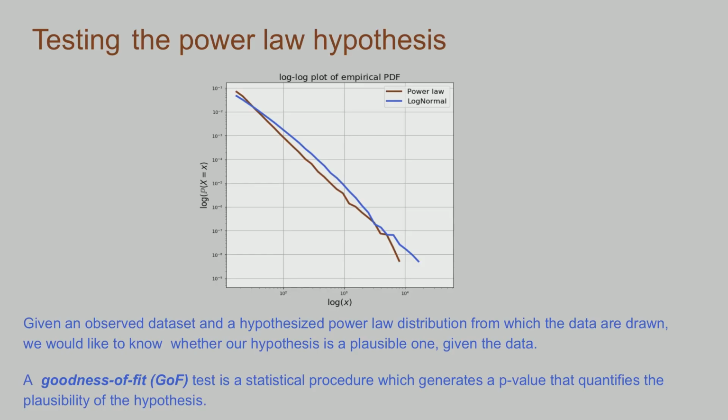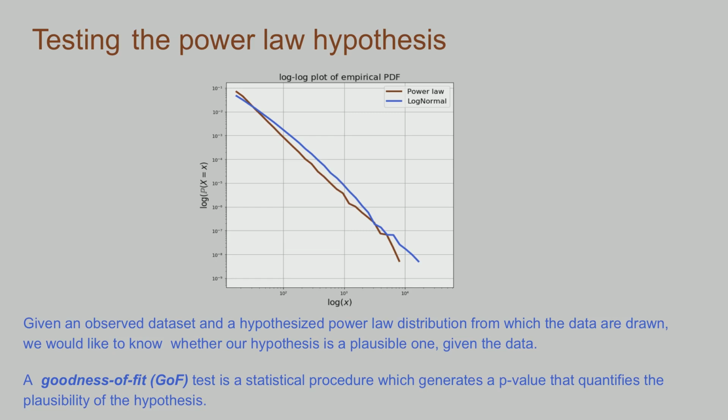Now, how can we test the power law hypothesis? We found procedures to give estimates of both the parameters, but they tell us nothing about the plausibility of the power law hypothesis. To do so, given an observed data set and a hypothesized power law distribution, we need to make a goodness of fit test, which is a statistical procedure that returns a p-value that quantifies the plausibility of the hypothesis.